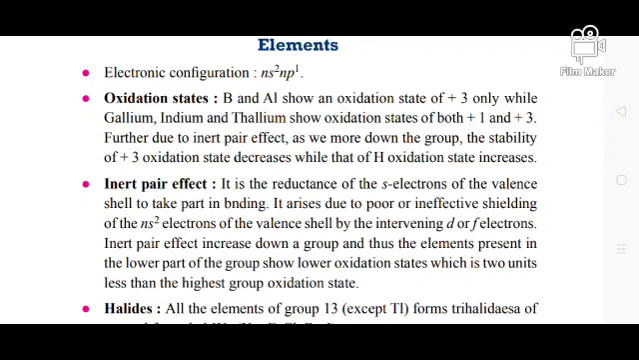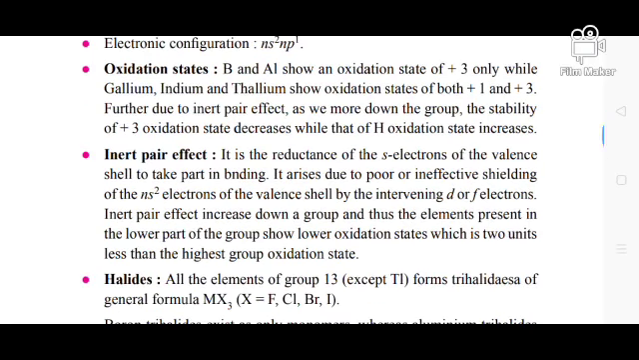Further, due to the inert pair effect, as we move down the group, the stability of the +3 oxidation state decreases while the +1 oxidation state increases. So here you can find that the oxidation state sometimes decreases, and sometimes it increases. So the oxidation state may fluctuate in the case of the p block elements, and we are going to discuss the inert pair effect.